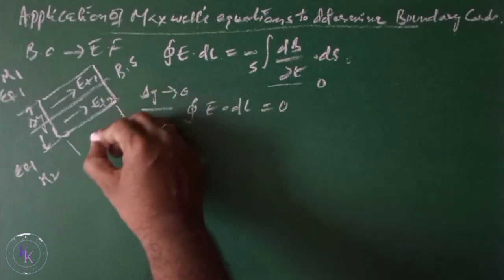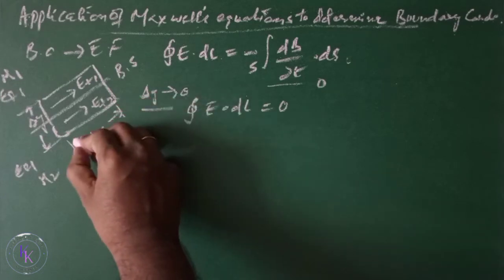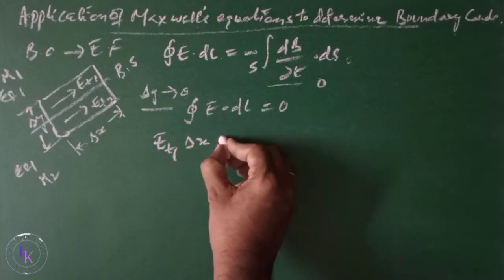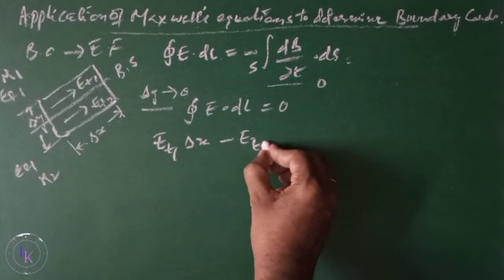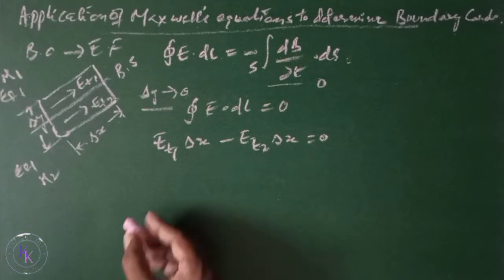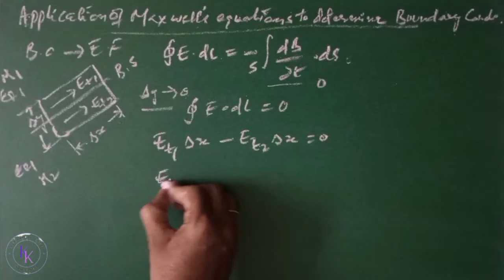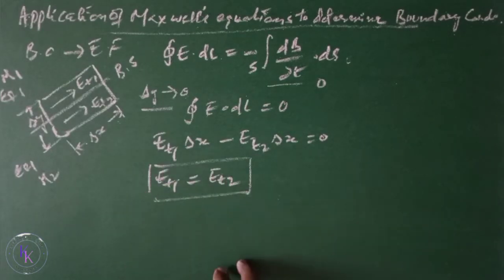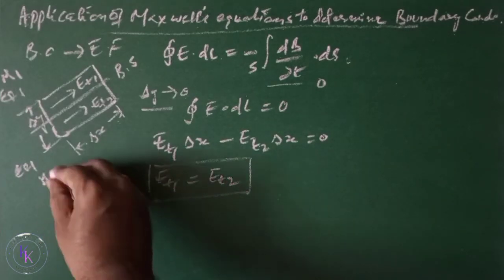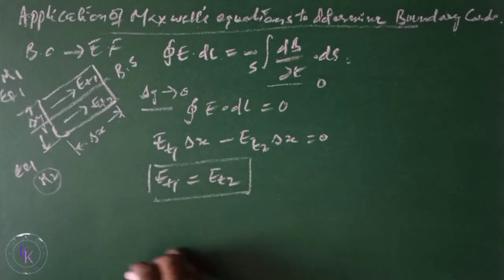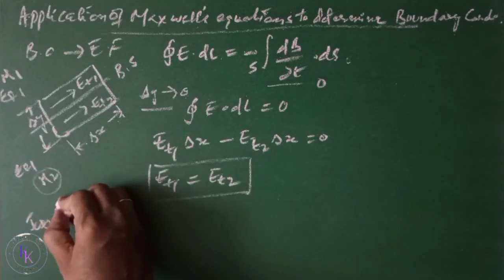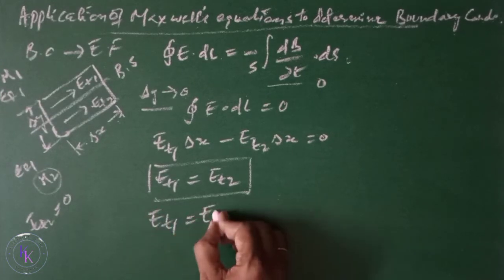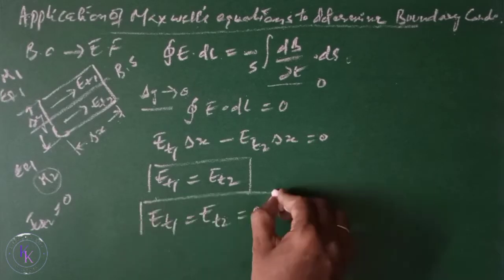Let this be delta x. Then we can write this as Et1 delta x minus Et2 delta x equals 0, from which we can write Et1 equals Et2. If one of the media, let us say M2, is a perfect conductor, then E tangential 2 will become 0. Then Et1 equals Et2 equals 0 for this type of material.